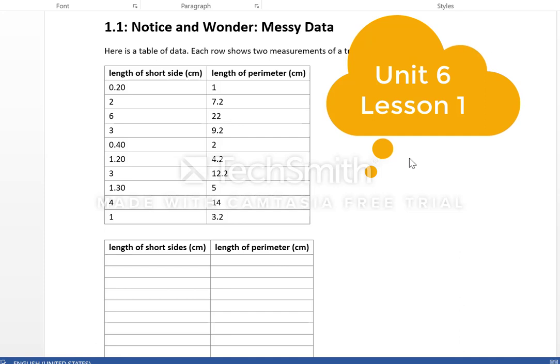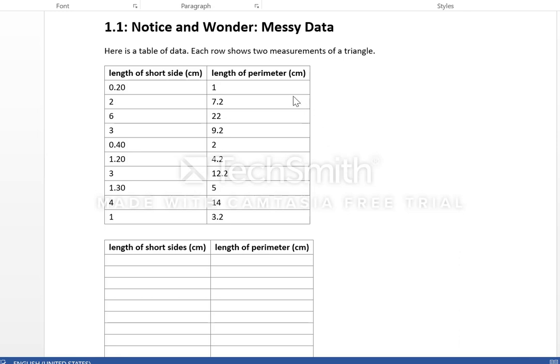Organizing data. What you're going to have is very simple. They're going to give you a table that looks sort of like this. And what you're going to do is take this information in this table and organize it from least to greatest.